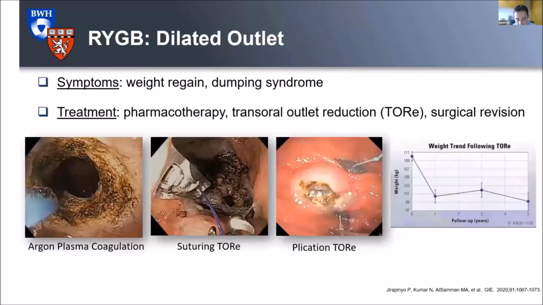Another common finding of Roux-en-Y gastric bypass is a dilated outlet or dilated gastrojejunal anastomosis. Patients may present with weight regain or dumping syndrome. Treatment includes pharmacotherapy or transoral outlet reduction, which may be performed using argon plasma coagulation, suturing, or plication. In general, the procedure is associated with about 10% total weight loss up to 5 years.